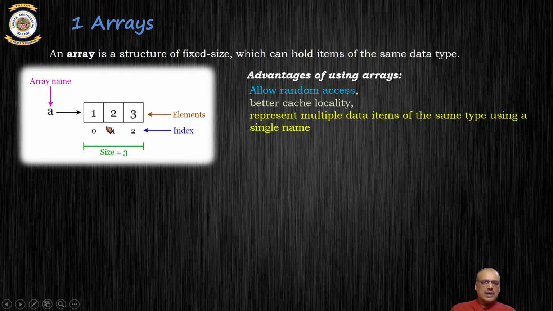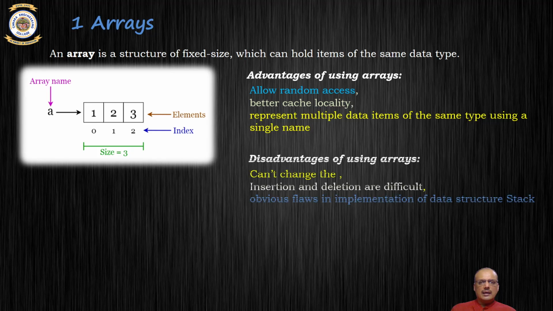Okay, so the advantages of an array are that you can have random access to the elements. Okay, and that makes things a lot easier and good for the programmer and fast as well. And you can use a single name to represent a large number of elements. The disadvantage of an array is that the conventional array is static and you cannot change the size of it. Okay, so that's a major flaw when we talk of arrays.